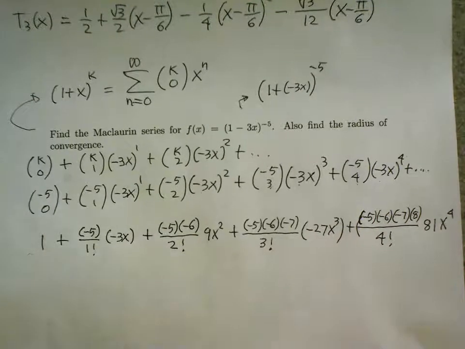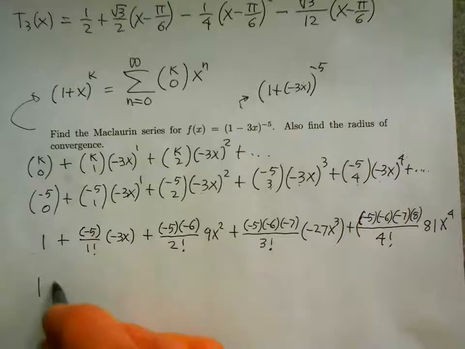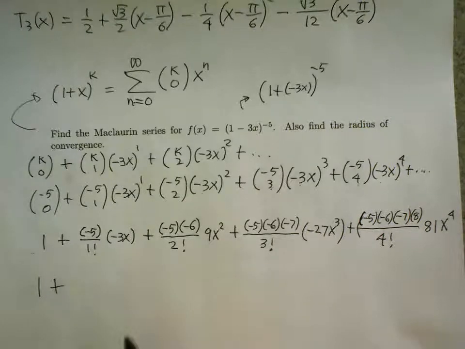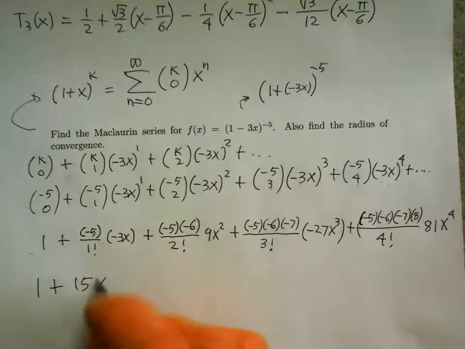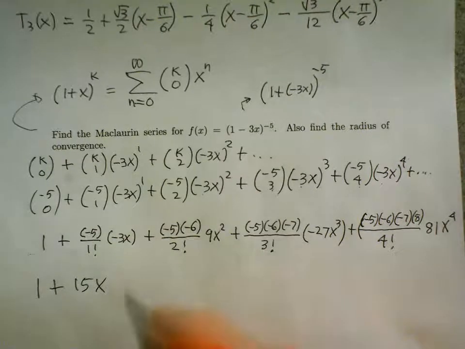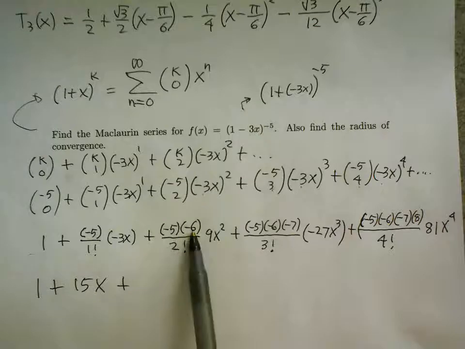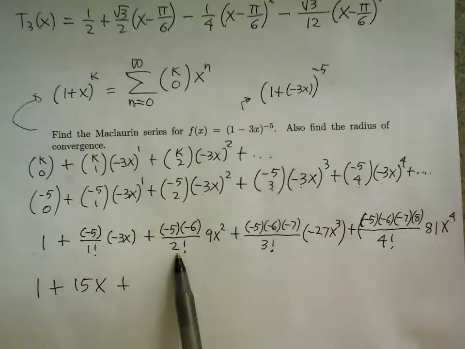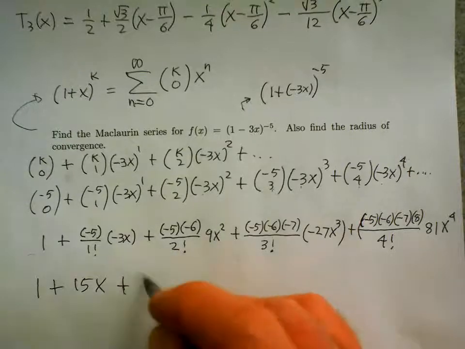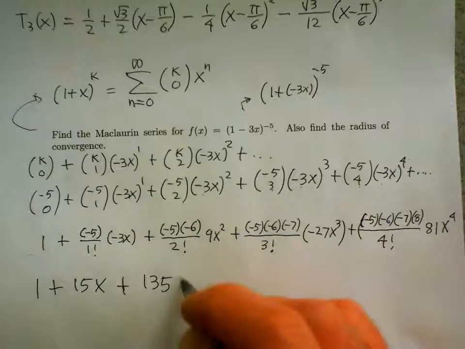So the next line, this will be our last one. So 1 plus 15x. And then the next one, negative 5 times negative 6 divided by 2 is 15. 15 times 9 is 135. So we get 135x to the second.